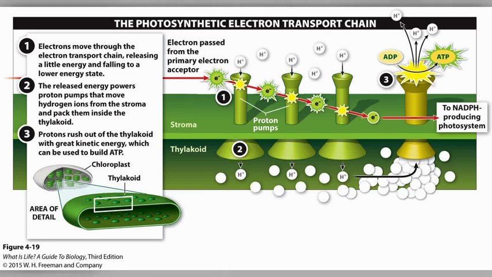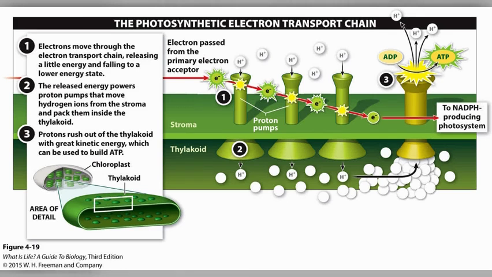The pumps pack the protons inside the thylakoid sac at higher and higher concentrations. Think of a pump pushing water into an elevated tank, creating a store of potential energy that can gush out of the tank with great force and kinetic energy. Similarly, the protons eventually rush out of the thylakoid sacs with great force, and the force of the protons moving down their concentration gradient is harnessed to build energy-storing ATP molecules, one of the 2 products of the photo portion of photosynthesis.